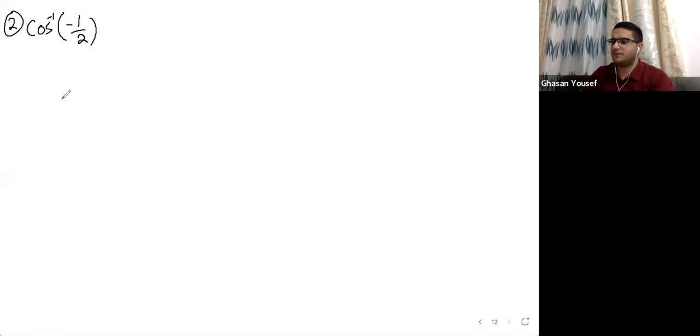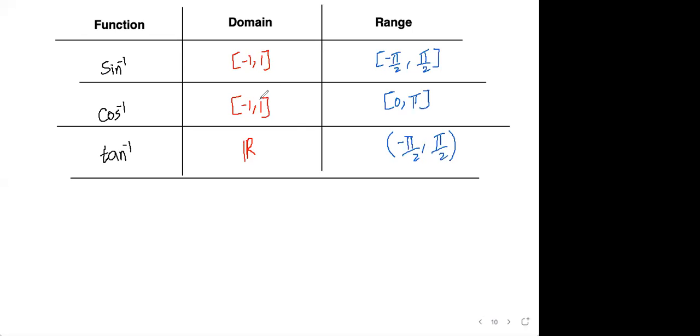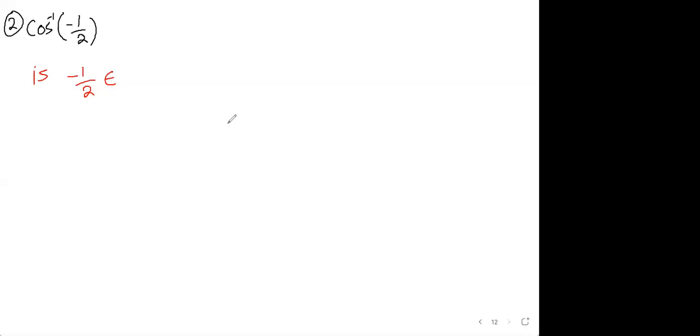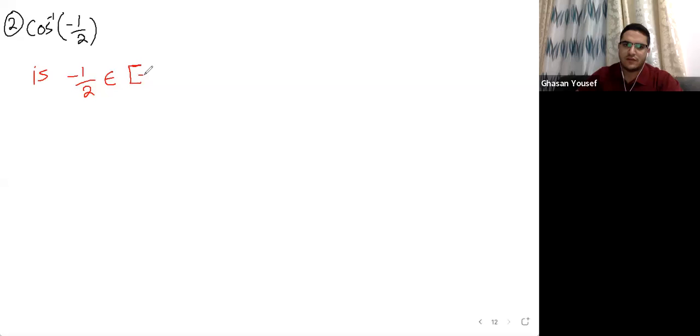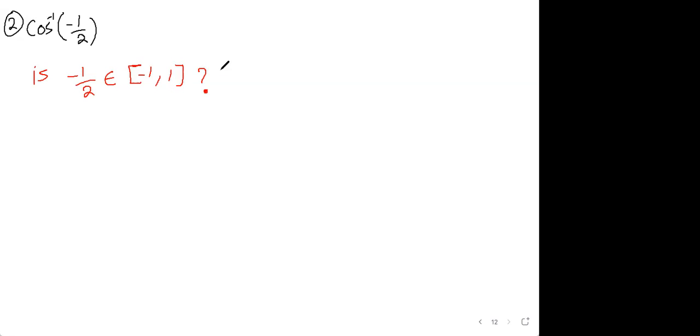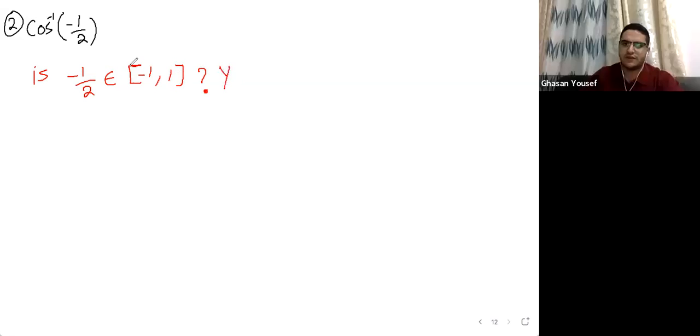Who will do this one? First of all, does minus 1/2 belong to the domain? To solve this one, you have to check whether the minus 1/2 belongs to the domain. What is the domain of the cosine inverse? Minus 1 to 1. Correct. Is the minus 1/2 between minus 1 and 1? Yes. So it is correct.